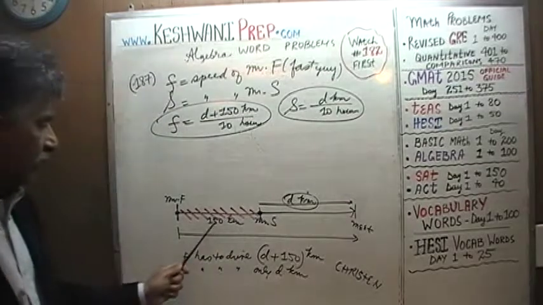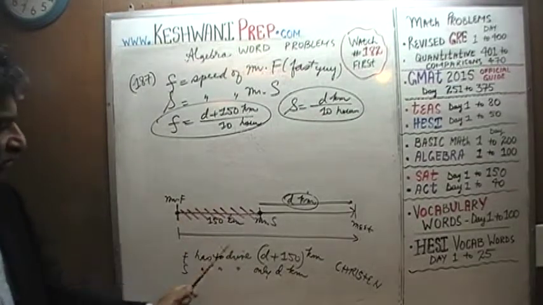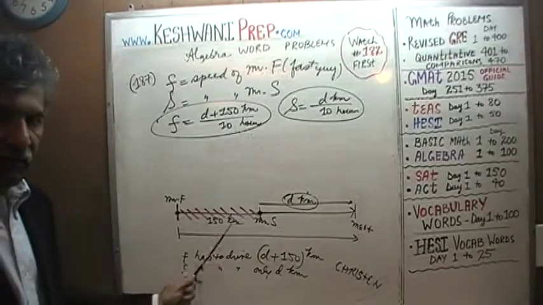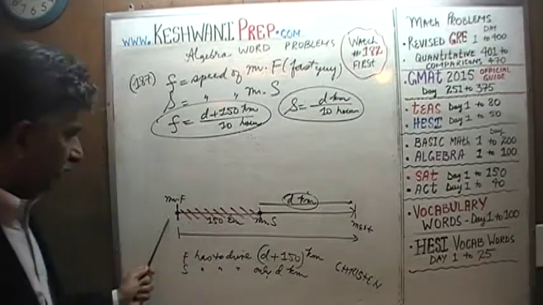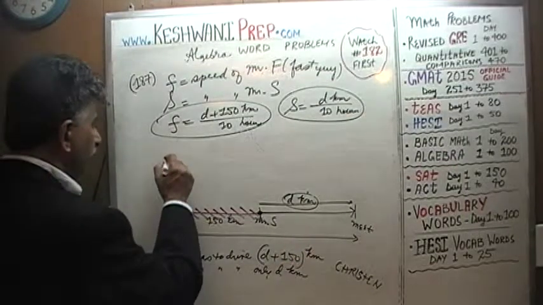Once we have shown this portion here, 150 kilometers, in a magnified form, we're going to erase this picture because it deals with the scenario when they're driving in the same direction. They end up meeting there. Now they're going to drive 150 kilometers. We're going to magnify it.